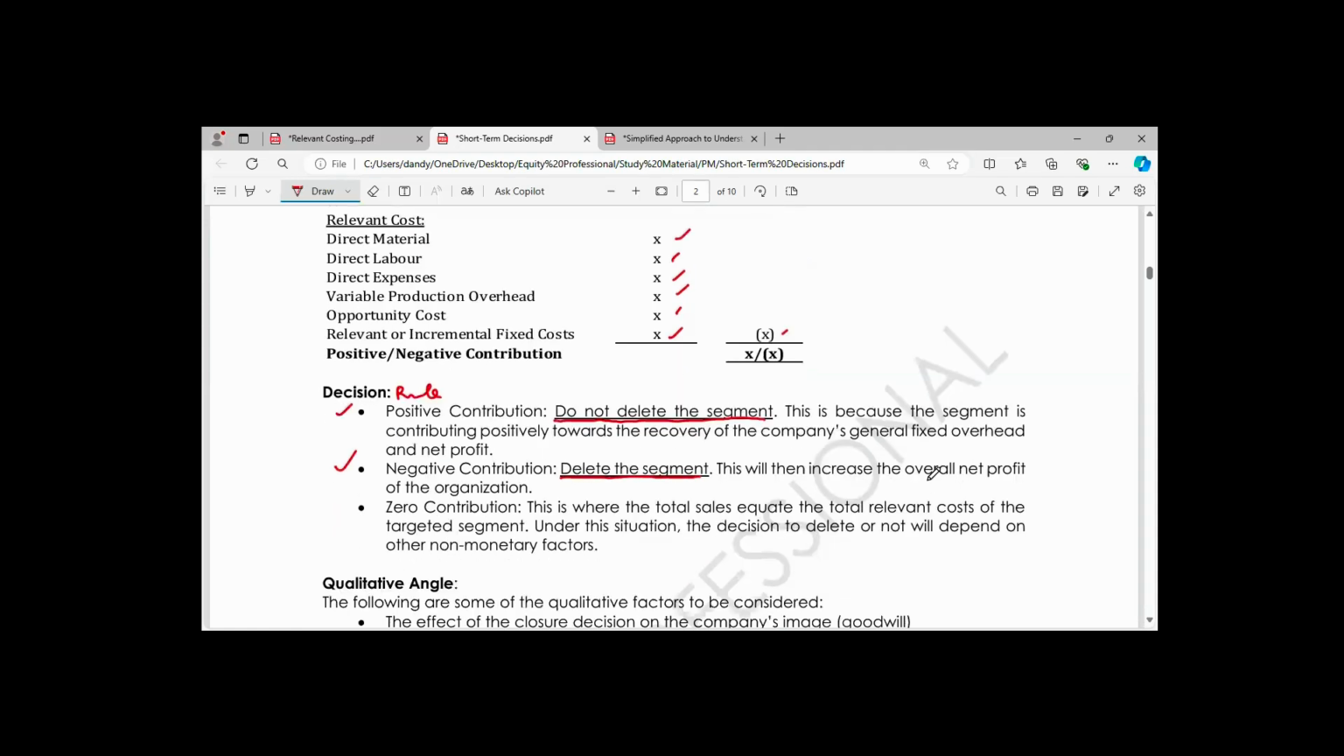Then number 3, zero contribution will occur when sales revenue is equal to total relevant cost. Where you have zero contribution, then the company can either delete or not delete the segment depending on other qualitative factors. So I repeat, where there is zero contribution, the company can either delete or not delete the segment depending on other non-monetary or qualitative factors.